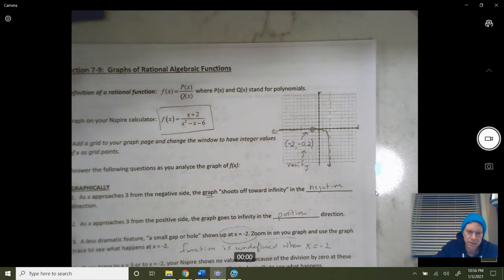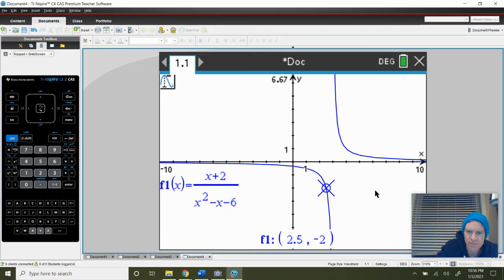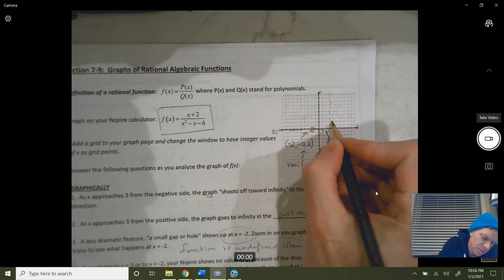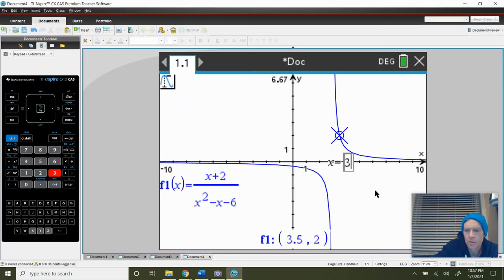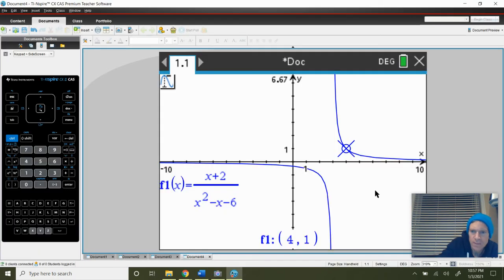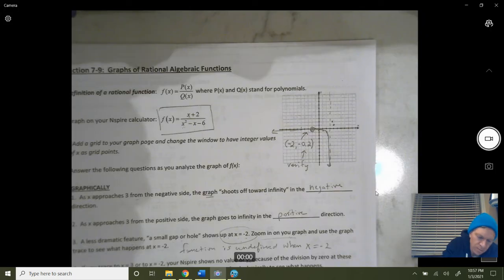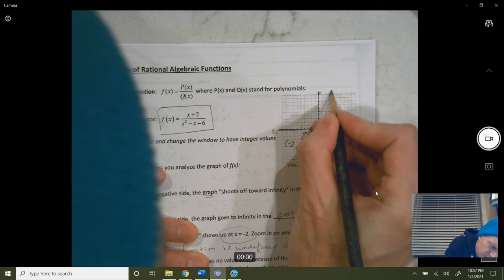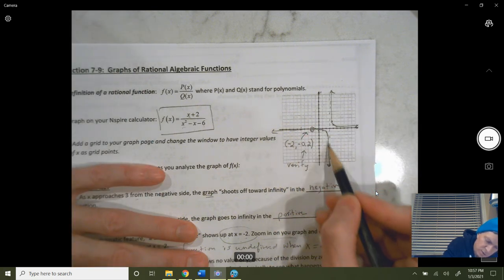Okay, now let's go to the other side of the graph. How about at 3.5? And we've got 2. 3.5 comma 2. How about at 4? We've got 1. At 5, we've got 1/2, and so on. So our graph is going to look like this. Okay, and this asymptote, our graph gets closer and closer to the asymptote, but never touches it. Okay. It says on the bottom, create a table of values.